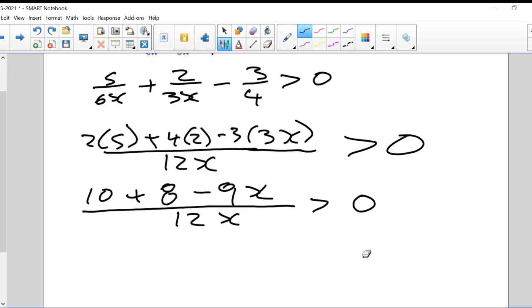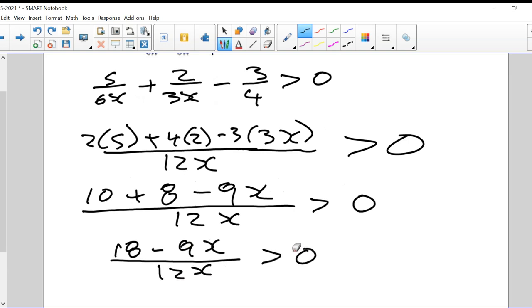Okay, so that's 18 minus 9x all over 12x is greater than 0. So, what do you recommend we do now? All right, I mean, we've done some stuff that's close to this, but not quite like this. So, what would be a good strategy now, you think? Right? Help me out here, folks. What might be a good idea for us to try doing at this point?